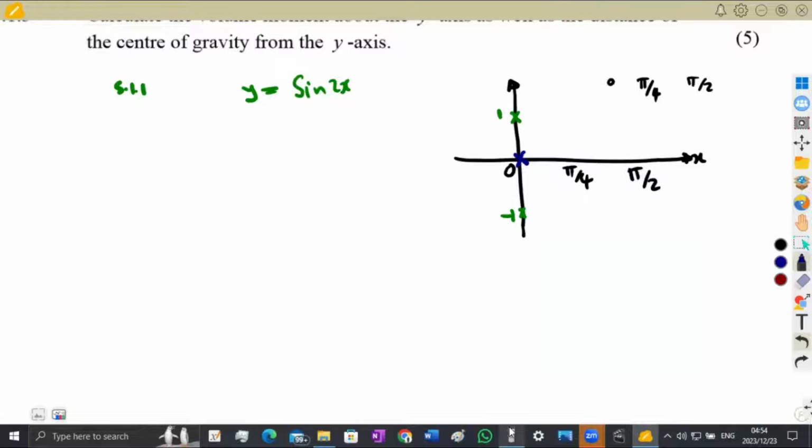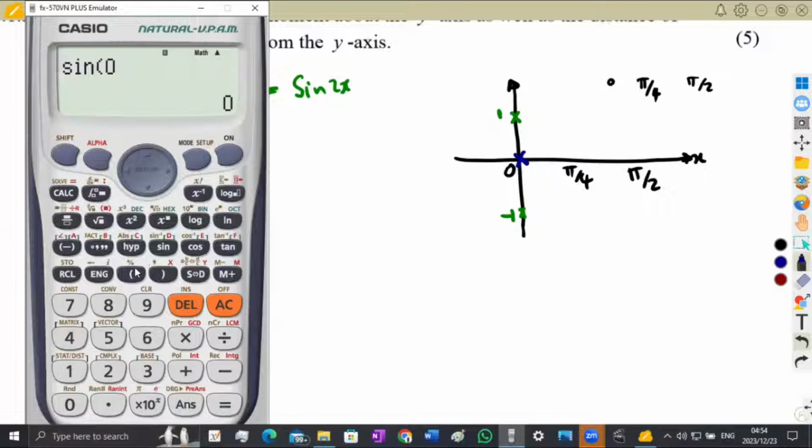Then sine of 2 times pi over 4. This will be sine of 2 times pi over 4, which is pi over 2, because there's a 2x there. So it's 2 times pi over 4, like this.